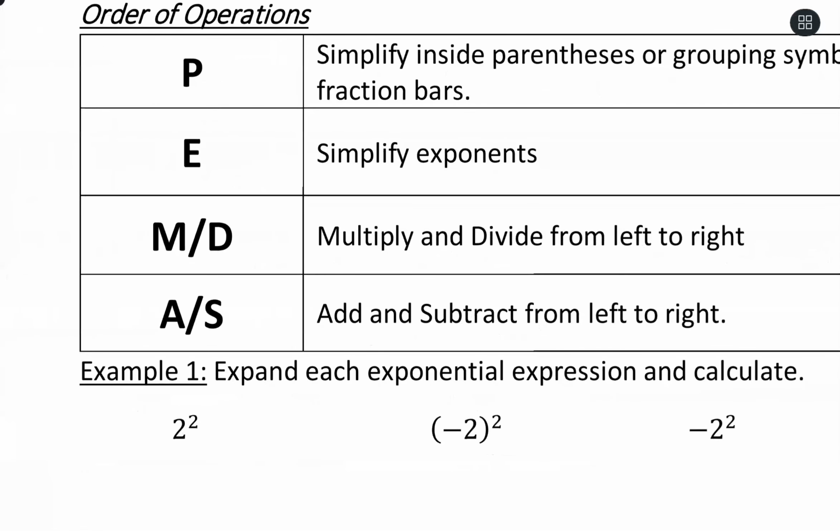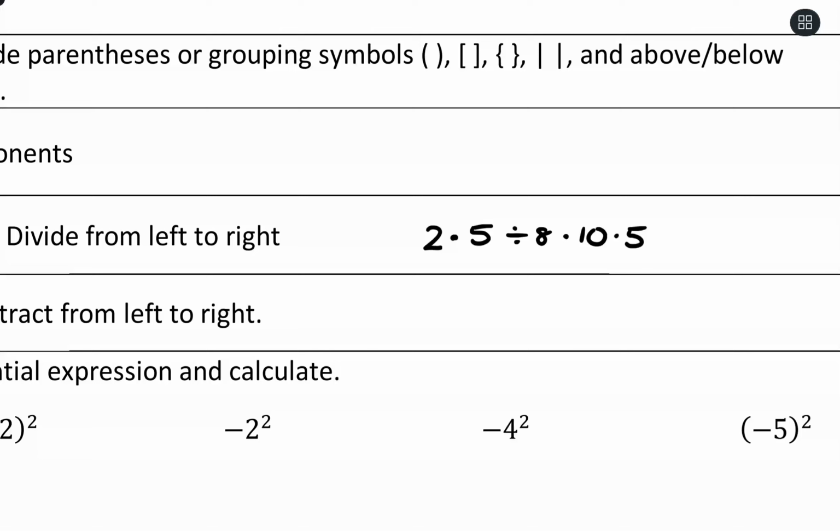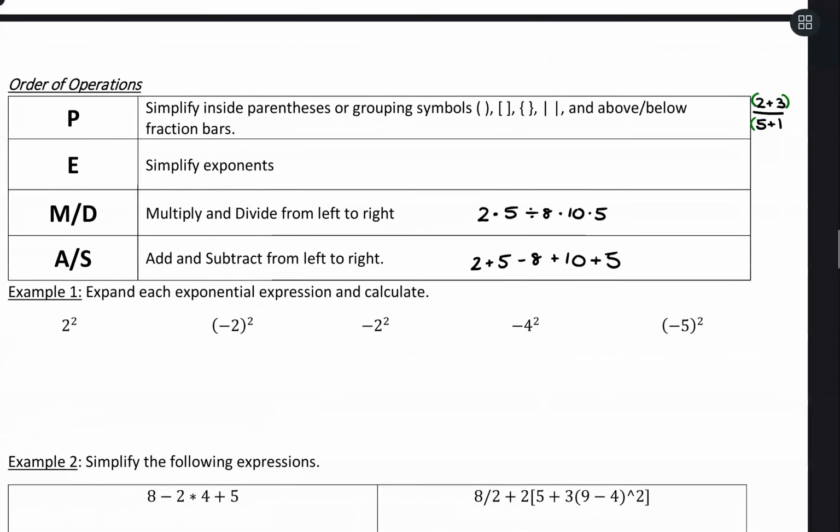Then the very last thing we do is addition and subtraction. So all addition, subtraction that's outside of parentheses is saved to the end. This is the same, we do this from left to right. So if I had like 2 plus 5 minus 8 plus 10 plus 5, we would do 2 plus 5 first, then subtract the 8, then add 10, then add 5. So left to right, simplifying down.